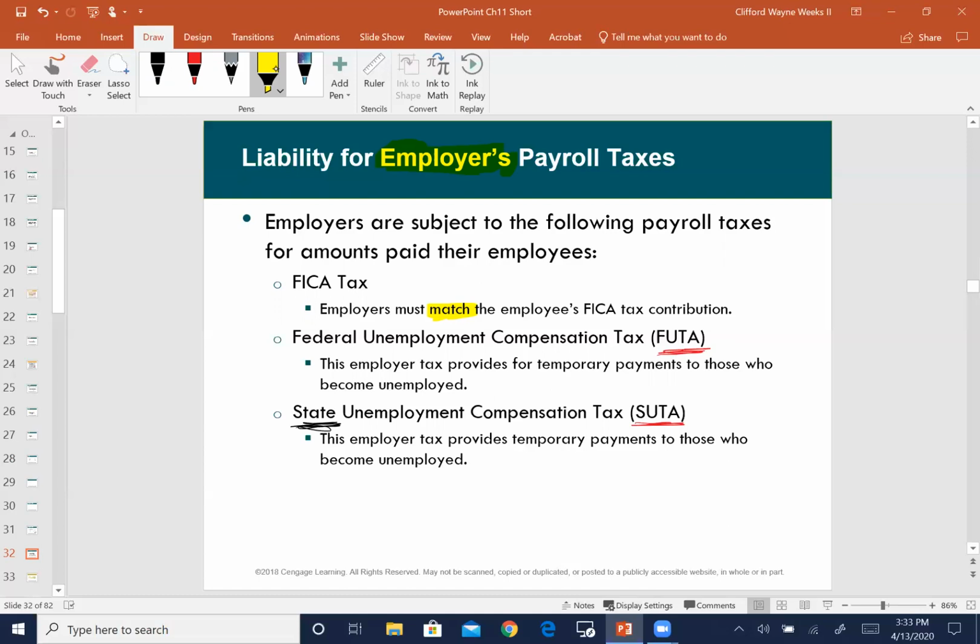And so really the question is, well, what is this federal part? Well, the federal part, as you'll see, is a really small percentage compared to the state unemployment. And that is paid to the federal government because they're the ones that administer this program. And so there's two parts. This is only paid by the employer. The employee does not pay FUTA or SUTA.